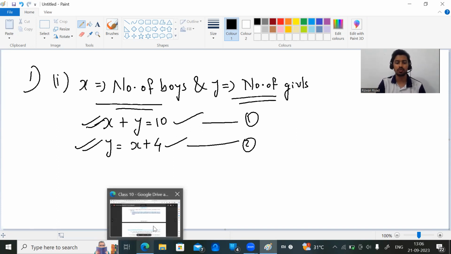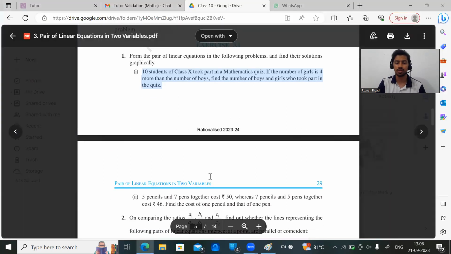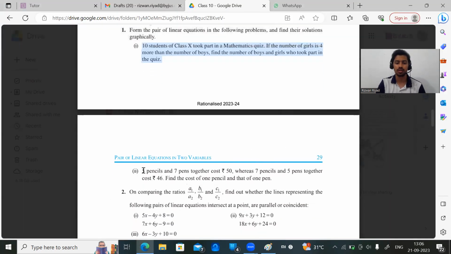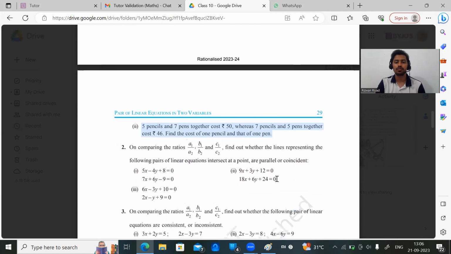Now let's move to the second question, the second sub question in the same question. You can see it's a different situation. This is the question. 5 pencils and 7 pens together cost 50 rupees, whereas 7 pencils and 5 pens together cost 46 rupees. Find the cost of one pencil and that of one pen.